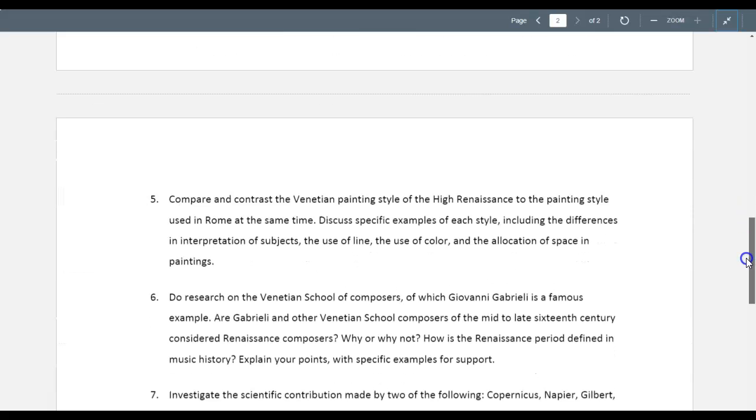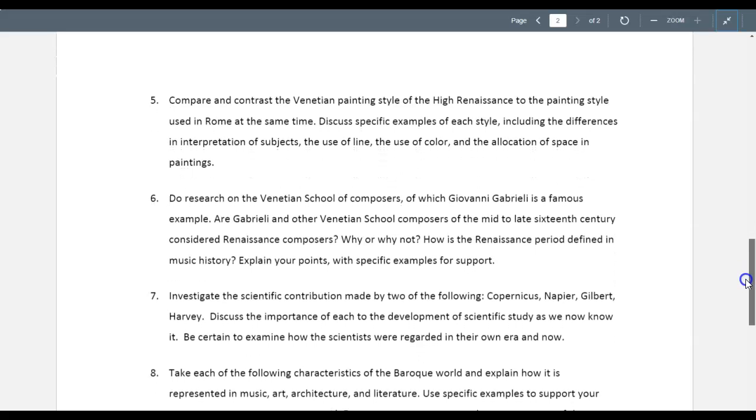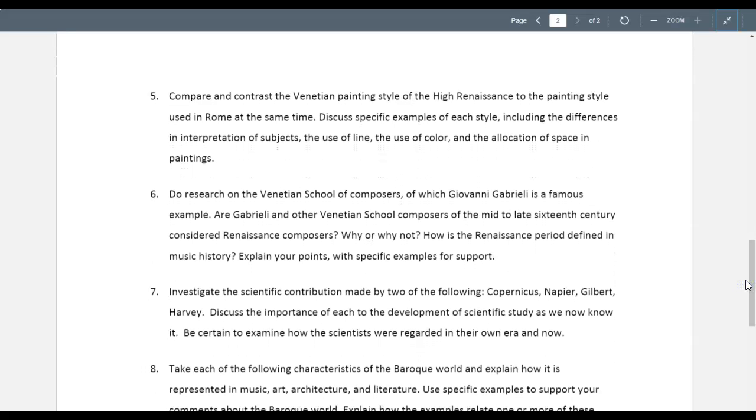The next topic asks you to look at painting styles, the Venetian style and the style that was used in Rome. They're very contrastive styles. Look at key examples and discuss those in detail, talking about the use of figures, the use of themes, the subject matter, the colors, everything, scope, all of those. Discuss that aspect in the Venetian style and the style used in Rome. Look at very key examples so that you can explain that.